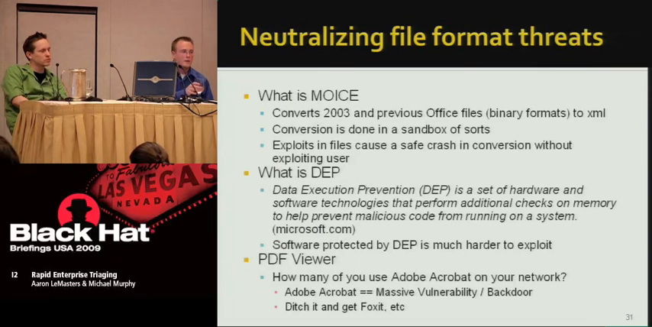So for those of you who aren't familiar with the technologies I just talked about, just a quick note on MOICE, the Microsoft Office Isolation Conversion Environment. Pretty cool. It basically takes Office 2003 and previous versions, which are binary file formats, and converts them to the XML format of 2007. It's done with really special permissions, so that any sort of exploit code that's in there will cause it to crash without actually owning your box. So you can essentially enforce that on every 2003 and previous file.